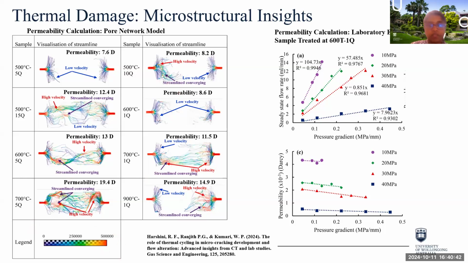The permeability obtained from simulations shows an increase with temperature and quenching cycles. For example, permeability was 7.6 Darcy with 500 degrees, 5 quenching cycles, and it has increased to 12.4 Darcy with 15 quenching cycles, and you can see the effect of both temperature and quenching cycles in the figure.